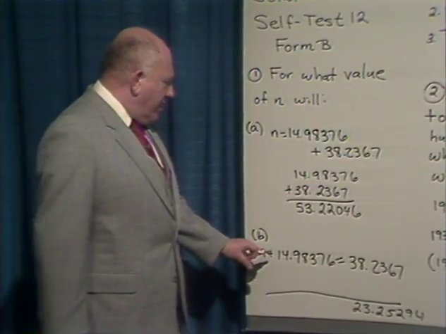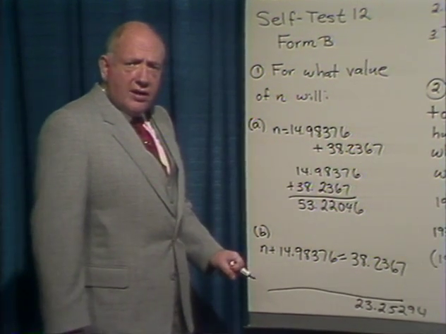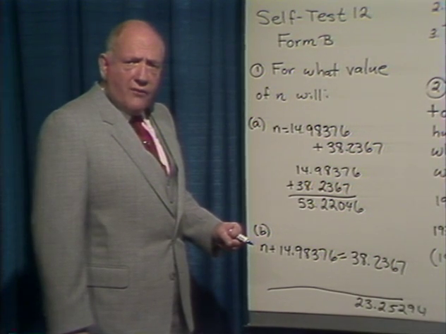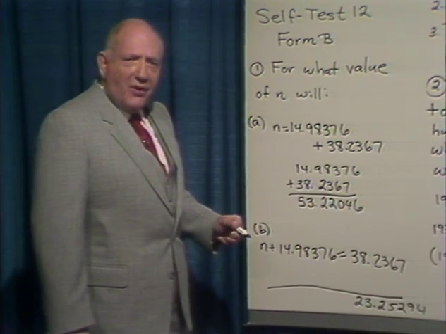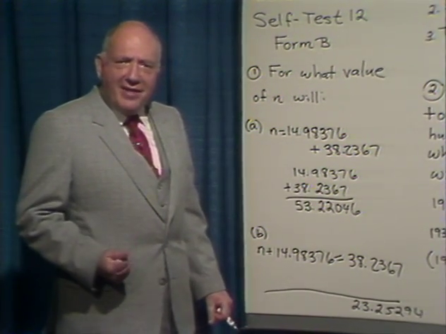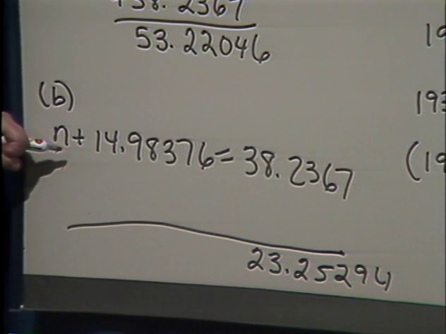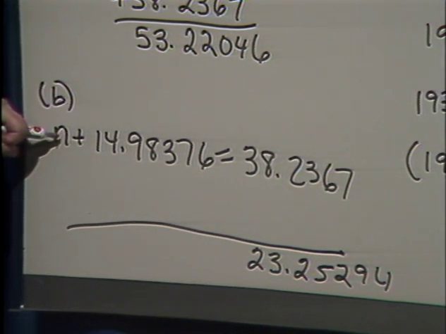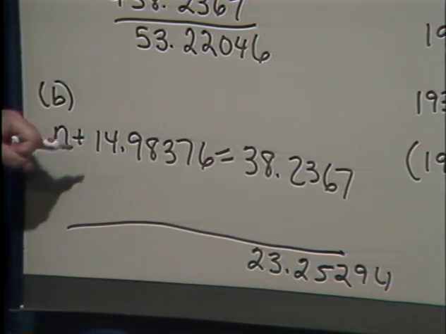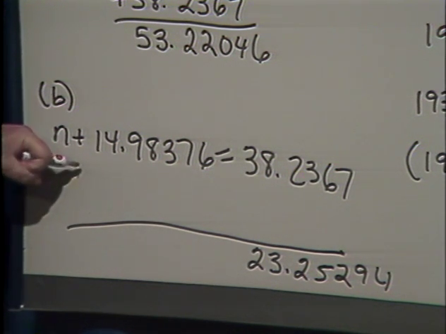And remember what the strategy is. What we want to do when we're given a problem of form B is reduce it to a problem of the form in part A, because once the n is by itself, we can solve the problem just by using the calculator. And basically the undoing method says, look, what keeps the n from being by itself is the 14.98376. And since the 14.98376 is being added to the n, to undo that, we have to subtract that from the n.